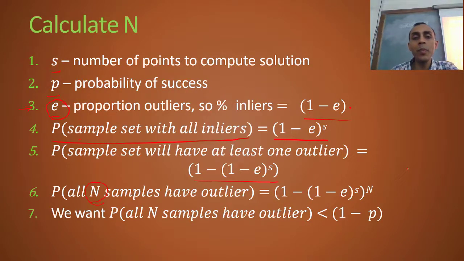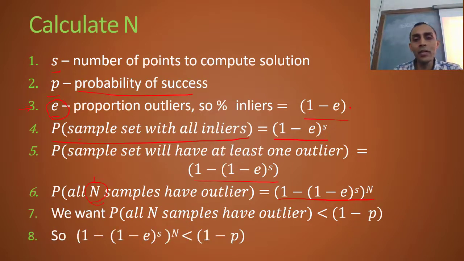Now we want this probability to be very, very low. We want to be sure that we don't get an outlier in every trial. If we ensure that this value is very low, less than a certain threshold, then that is the probability of success that we want. So the probability of failure is 1 minus p. We want the probability that all n samples have an outlier to be even lesser than that.